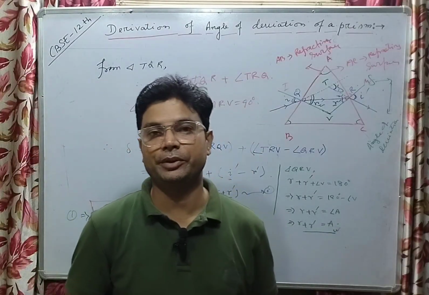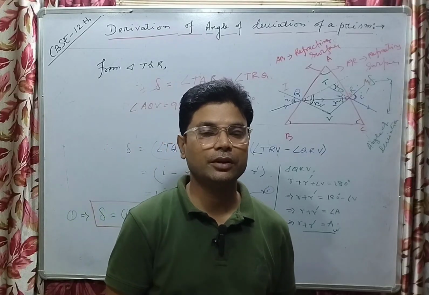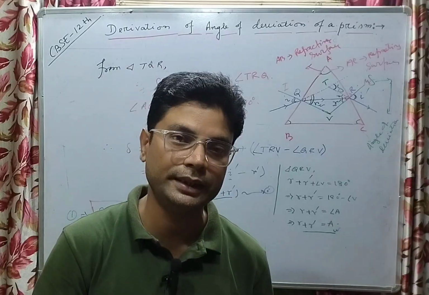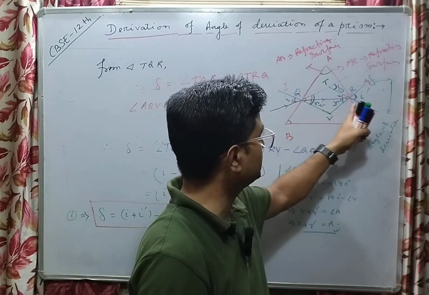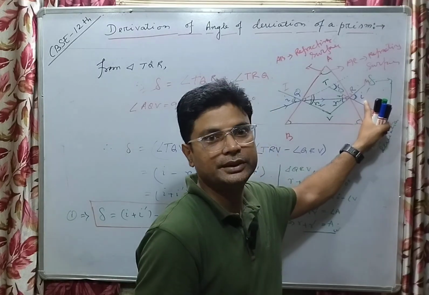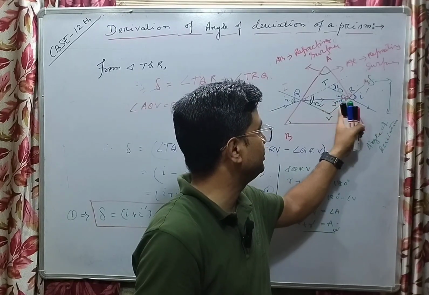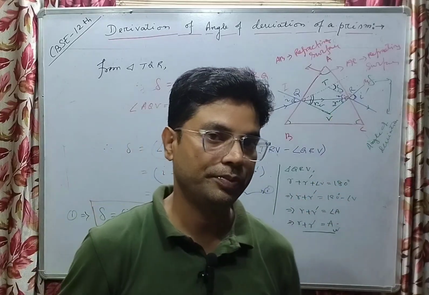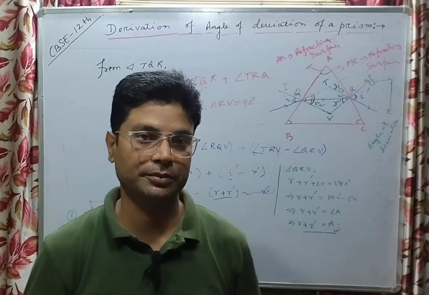angle of minimum deviation. What is the condition for angle of minimum deviation? The condition for angle of minimum deviation is that the angle of incidence must be equal to the angle of emergence, right? And these two angles must also be equal. Thus another expression will come out, which is also very, very important for competitive exams.